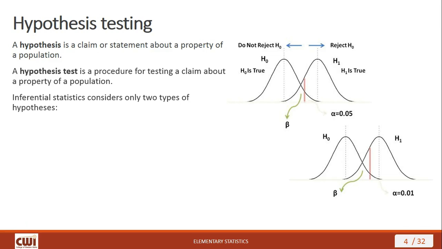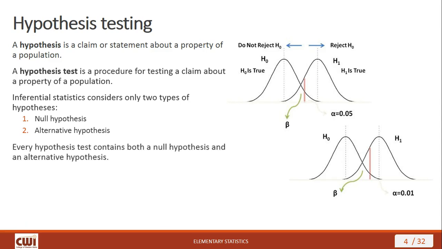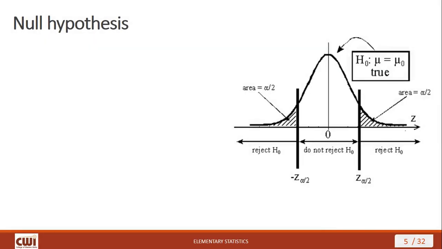When it comes to hypothesis testing, we only look at two types of hypotheses. The first is what we call the null hypothesis, and the second is the alternative hypothesis. Now, every hypothesis test will contain both a null hypothesis and an alternative hypothesis. So let's take a look at each of these types of hypotheses in more detail. First, let's look at the null hypothesis.